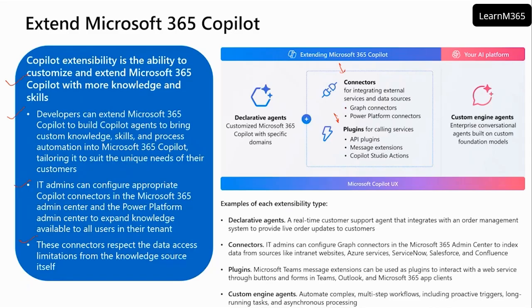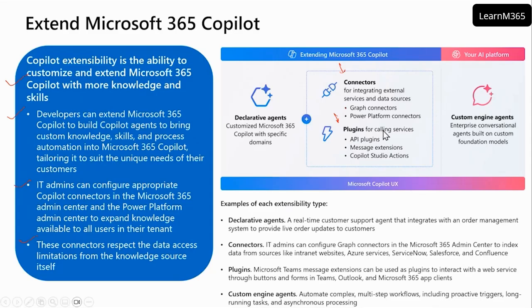Unlike Microsoft Graph connectors, which primarily ingest and index data for a unified search experience, plugins enable Copilot to take action and retrieve real-time data directly from third-party systems. So Microsoft Graph connectors are about bringing your data to Copilot, and plugins are about bringing Copilot's capabilities to your application. This is the difference between Copilot connectors and plugins.